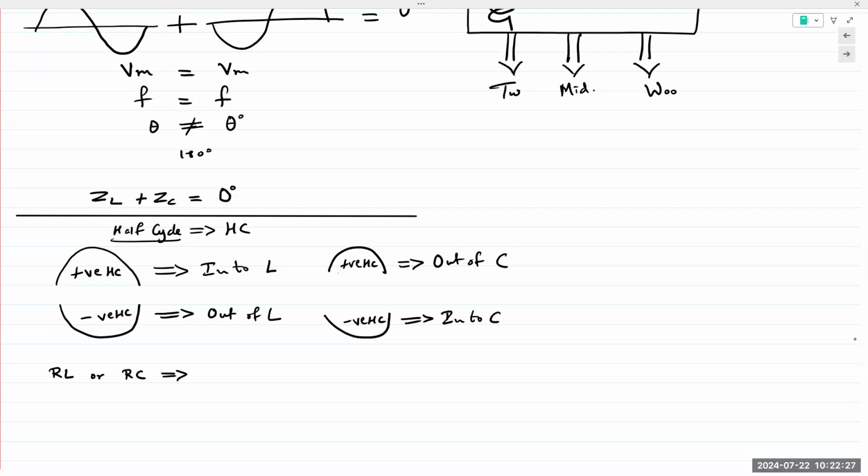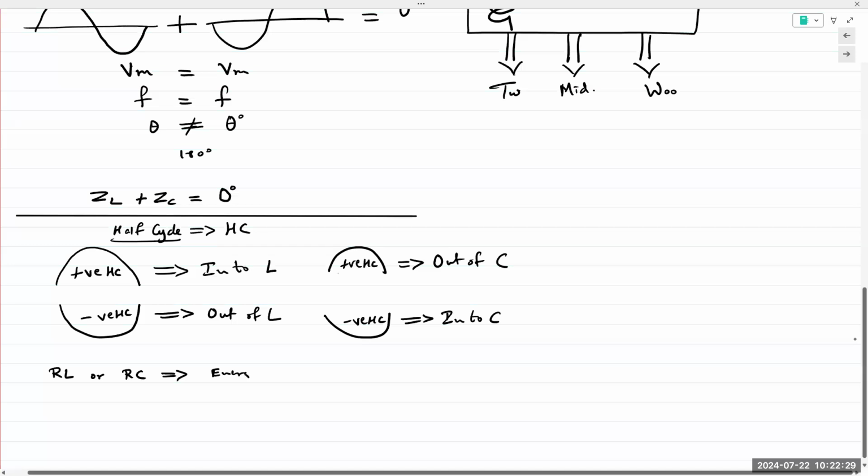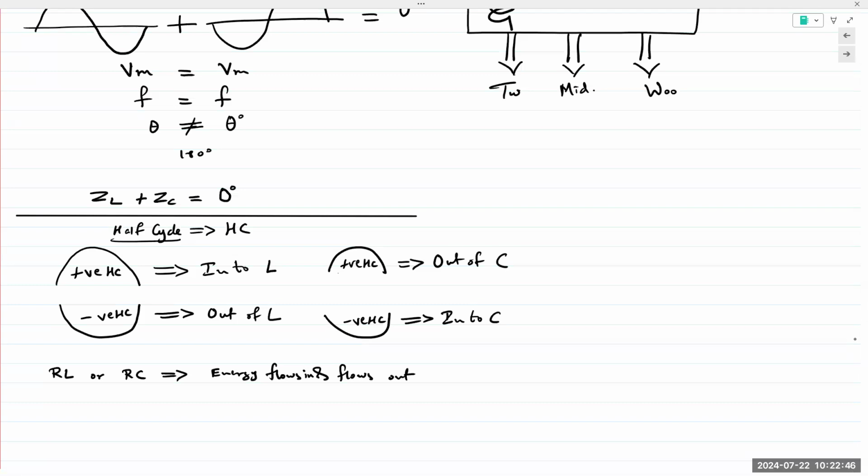In one half cycle, energy flows in and flows out, right? So if it's just an inductor or just a capacitor, energy is continuously being transferred. In an ideal system, it would be 100% efficient. There would be no energy loss. But in real life, of course, there's energy loss that is taking place. So energy is constantly flowing in and out.